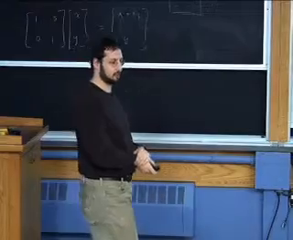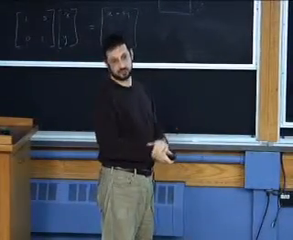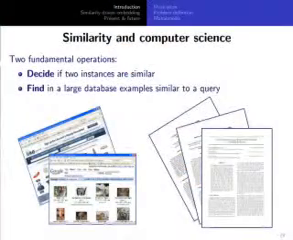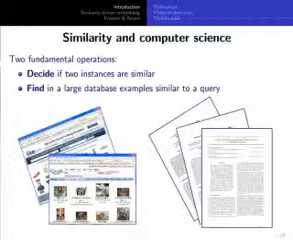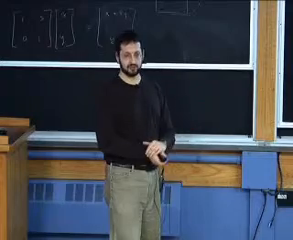So the notion of similarity in general is quite central to many applications or domains in computer science. Usually there are two sort of atomic operations related to similarity. One is deciding whether two instances are similar to each other or not in some meaningful sense. And the other is the goal of searching a database for examples which are similar to some input example, which we will call a query.